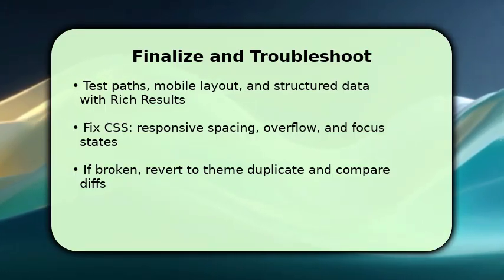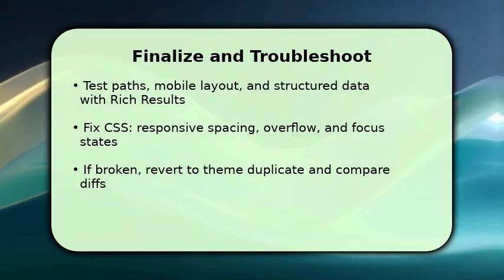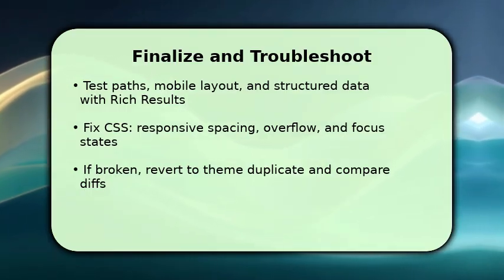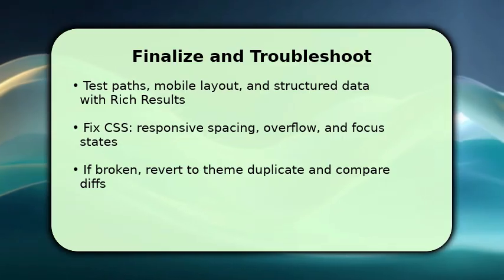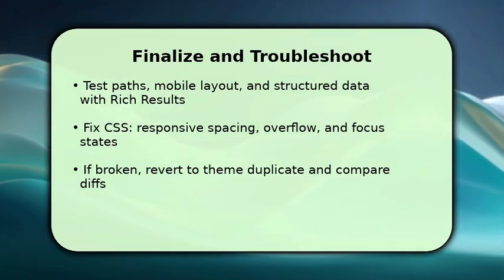Finish by styling and testing. Add CSS for breadcrumbs to handle wrapping, click targets, and mobile responsiveness. Use aria attributes for accessibility. Then validate structured data with a rich results test and click through multiple navigation paths to ensure links and separators render correctly.